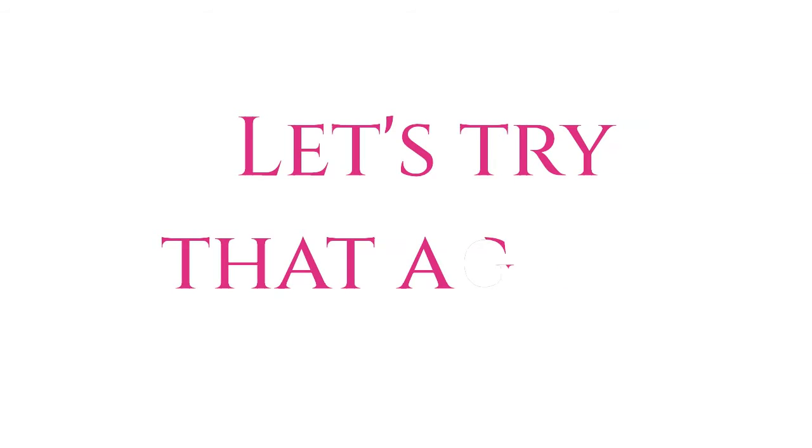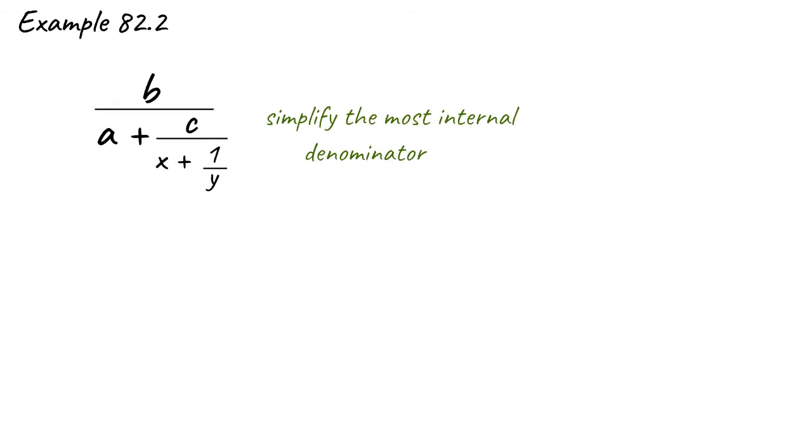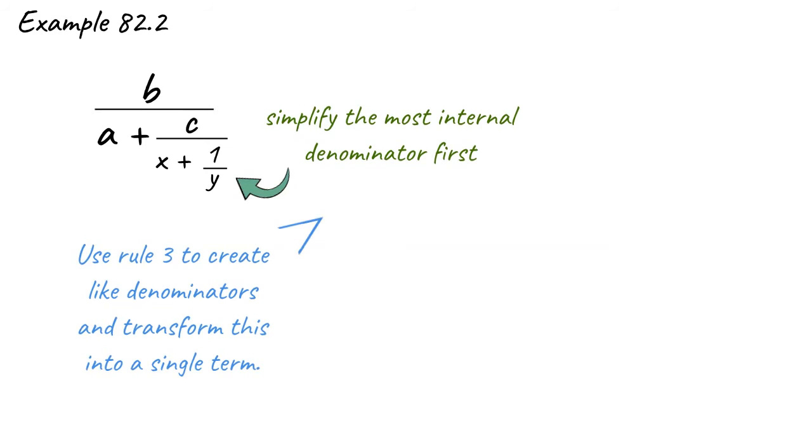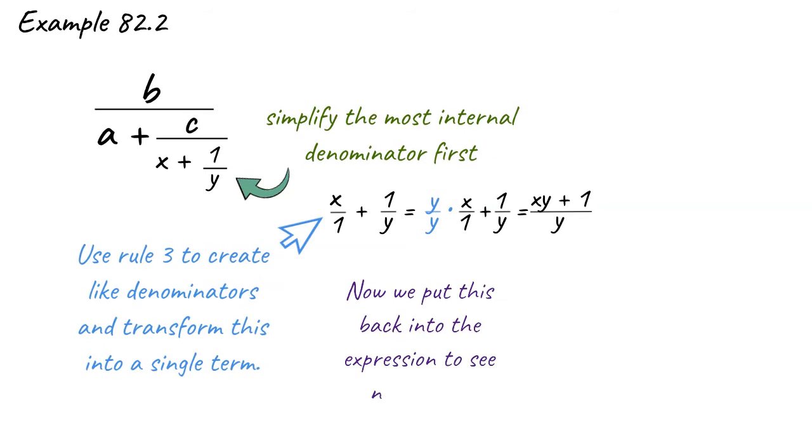Let's try that again. Again, we simplify the most internal division problem first by finding the common denominator and creating a single fraction instead of 2 terms. We put this back into the original expression to see the next steps.